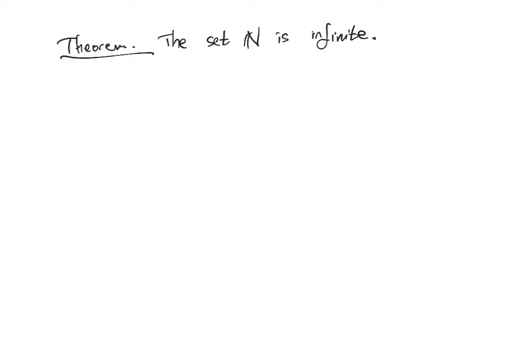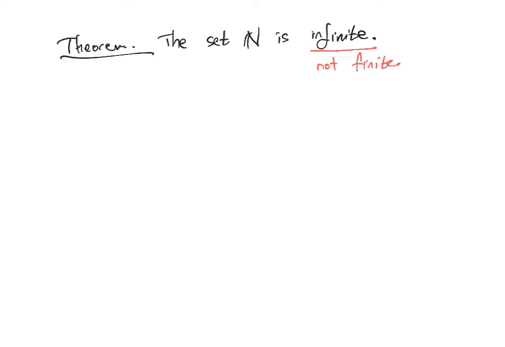So, again, we'll call this a theorem. The set N is infinite. And again, here's where we get into this. If we prove everything, we're going to run out of time, and we're never going to get anywhere. So what does this mean? According to our definition, infinite just means not finite.